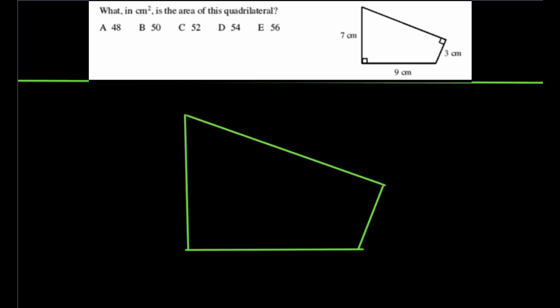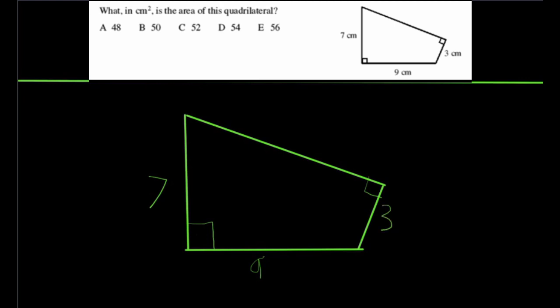Okay, so the first question asks us to find the area of a quadrilateral. So I'm quickly going to draw the quadrilateral here, and line going up here, and another one like that, and this is a right angle here, and there's also another right angle here. This side is 7, this side is 9, and this side is 3.